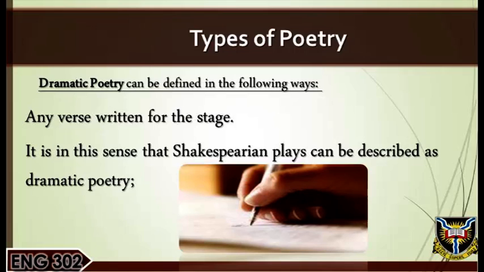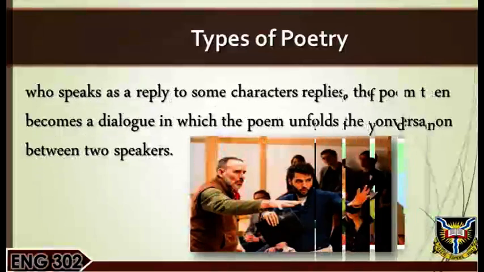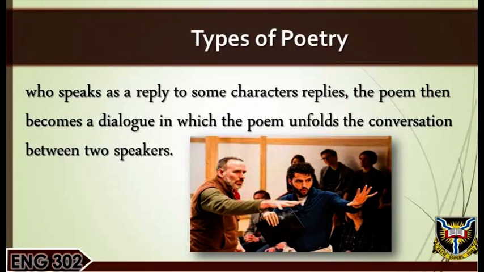Dramatic poetry. Dramatic poetry can be defined in the following way. 1. Any verse written for the stage. It is in this sense that Shakespearean plays can be described as dramatic poetry. 2. Verse in dramatic monologue through the voice of an imaginary character who speaks directly without any additional narration by the author, or who speaks as a reply to some character's replies. The poem then becomes a dialogue in which the poem unfolds the conversation between two speakers.